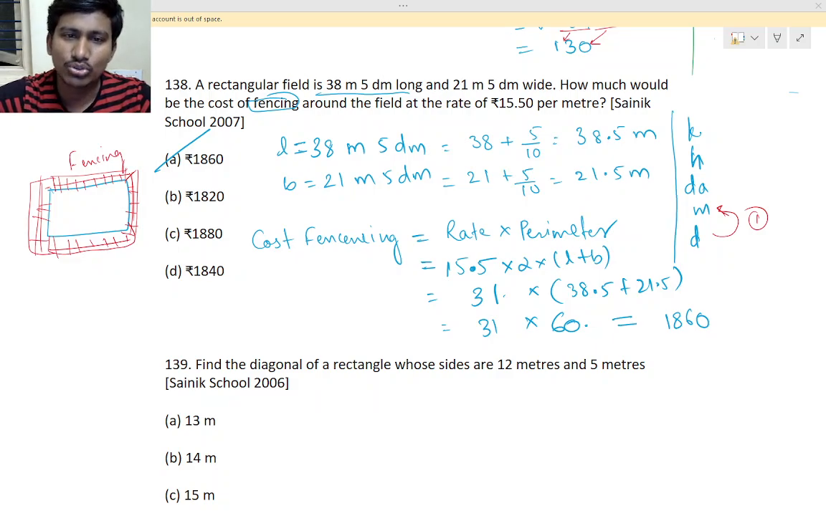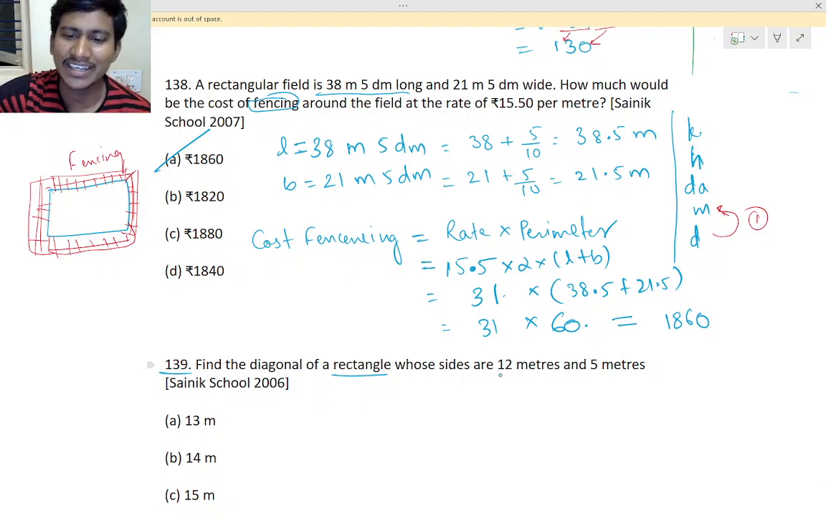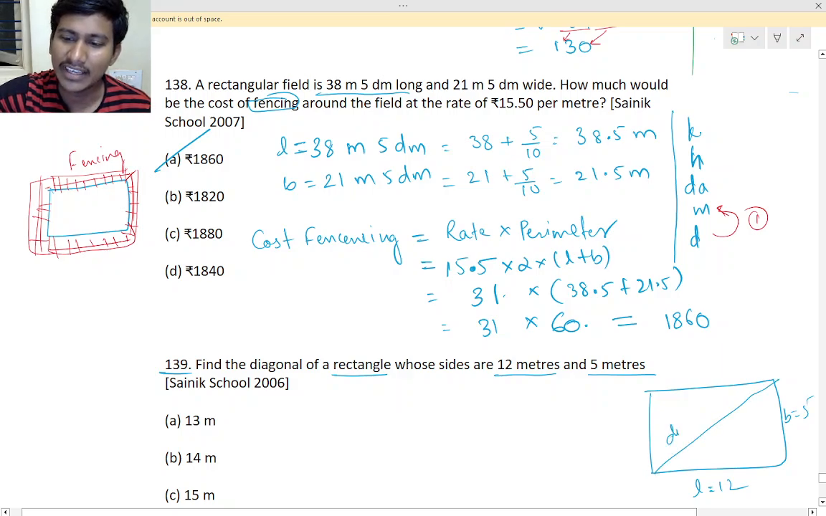So now let us go to the next question, that is 139. Find the diagonal of a rectangle whose sides are 12 meter and 5 meters. Directly they are asking to find the diagonal here. Length is how much? 12 meter, breadth is how much? 5 meter. We know diagonal. How do we find? Diagonal is square root of length square plus breadth square.